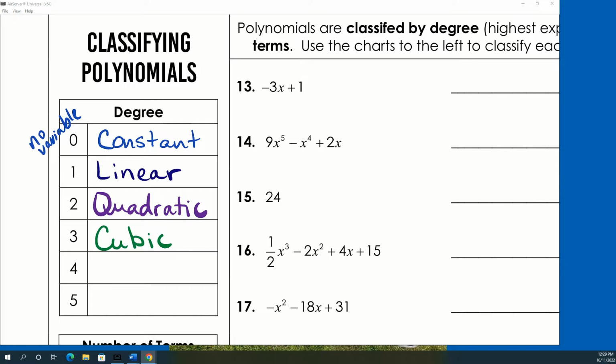All right. What about if the largest exponent is 4? Anybody want to take a guess? That's okay. It's quartic. So you can think about it like a quarter. That's why I said quarter. But it's quartic. And then if the largest exponent is a 5, it's quintic.